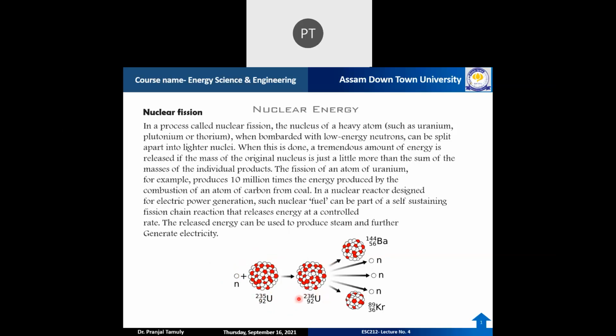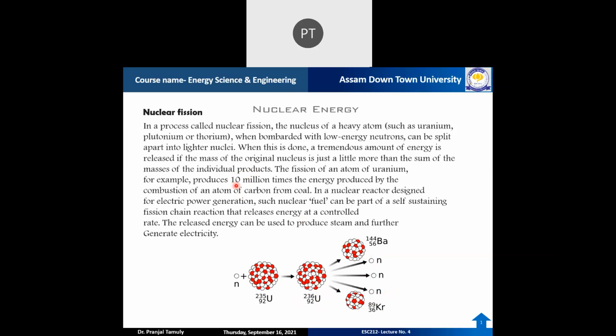During this process, the uranium atom splits apart into different elements. One is barium, and the other is krypton. In this process, three additional neutrons are produced. Also, a tremendous amount of energy is produced. If we compare this with the burning of coal, it produces around 10 million times more energy.